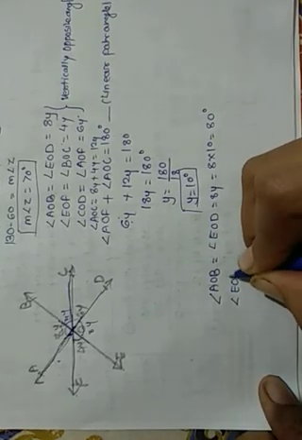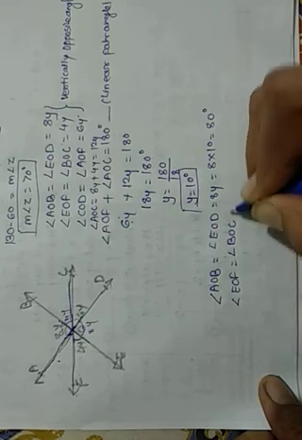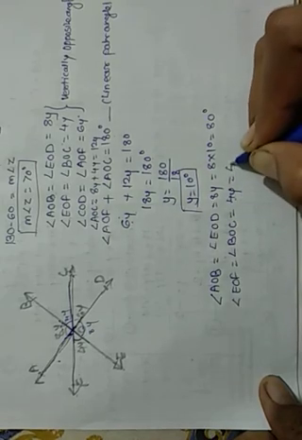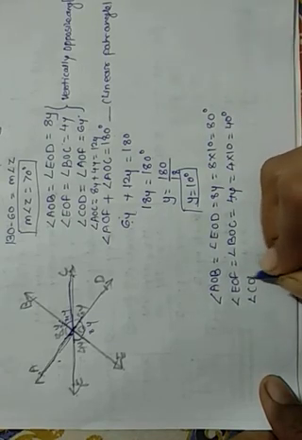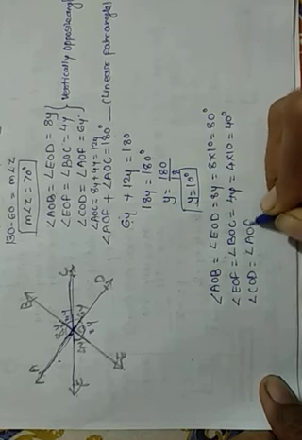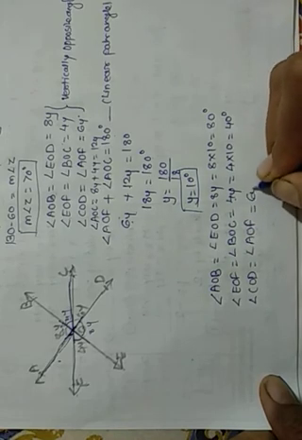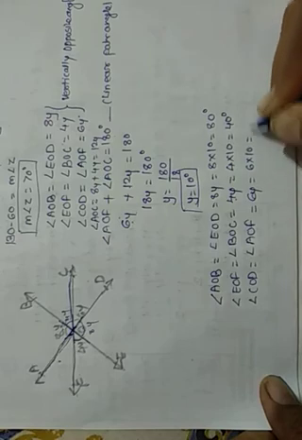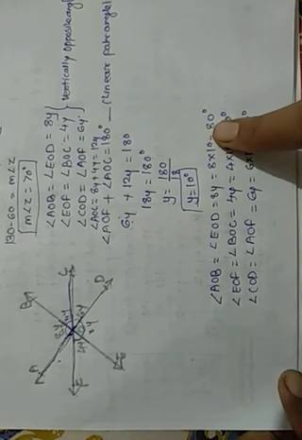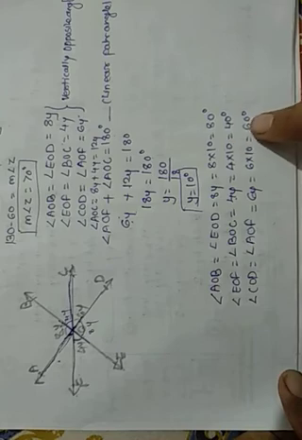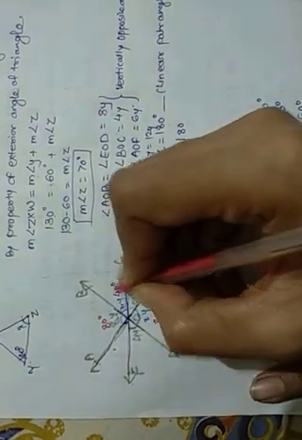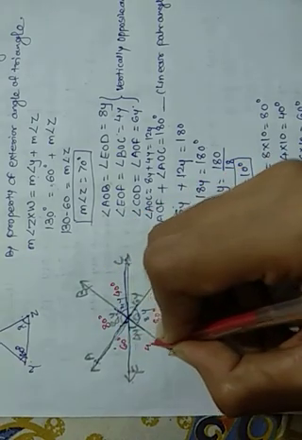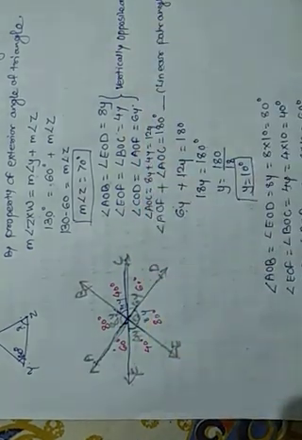Angle EOF is equal to angle BOC is equal to 4y, it means 4 into 10, that is 40 degrees. And angle COD is equal to angle AOF is equal to 6y, it means 6 into 10, that is 60 degrees. So the remaining three angles are 80 degrees, 40 degrees and 60 degrees. It means here this angle is 80 degrees, this also 80 degrees, 40 degrees, 60 degrees, 40 and 60.